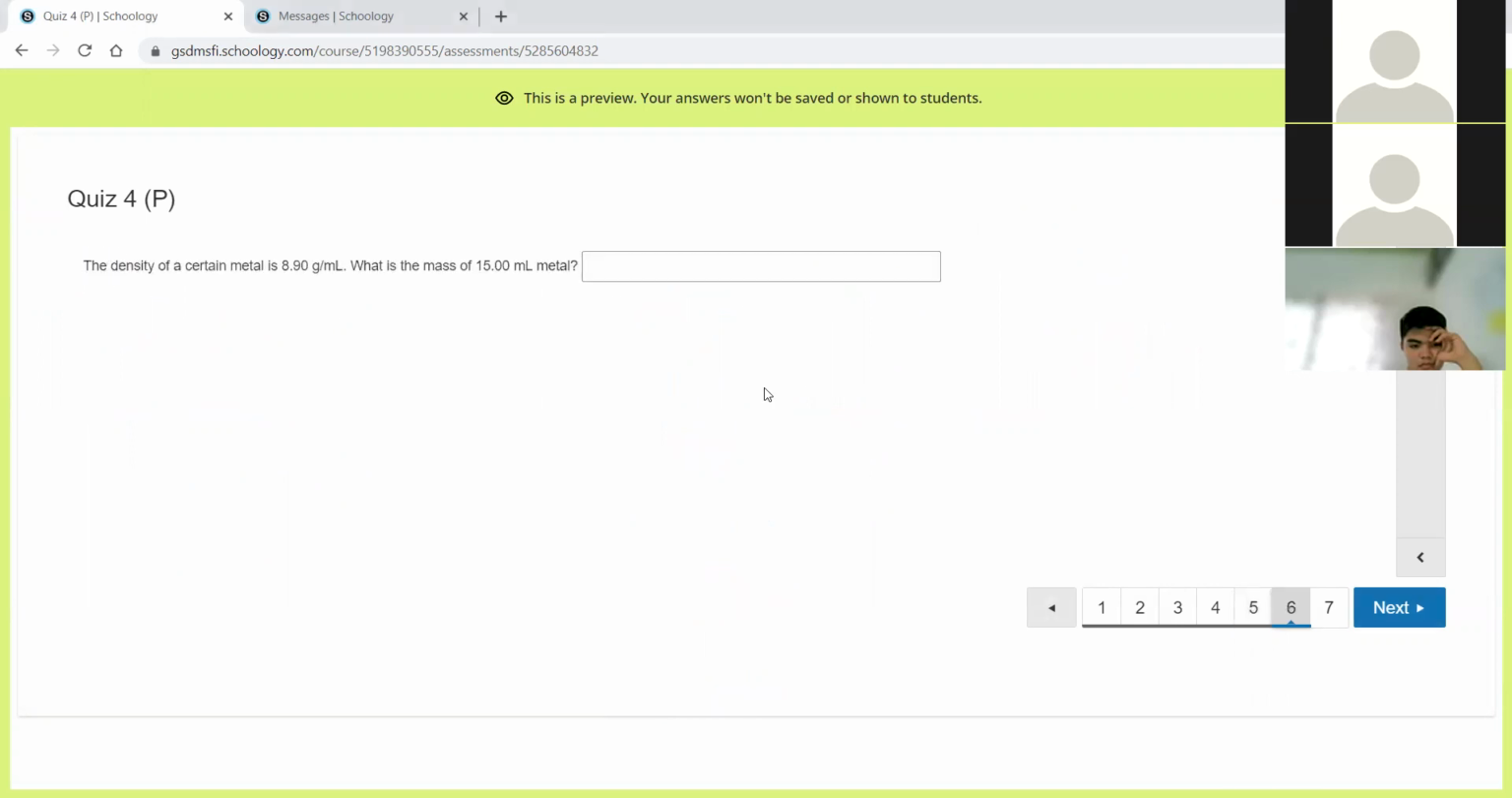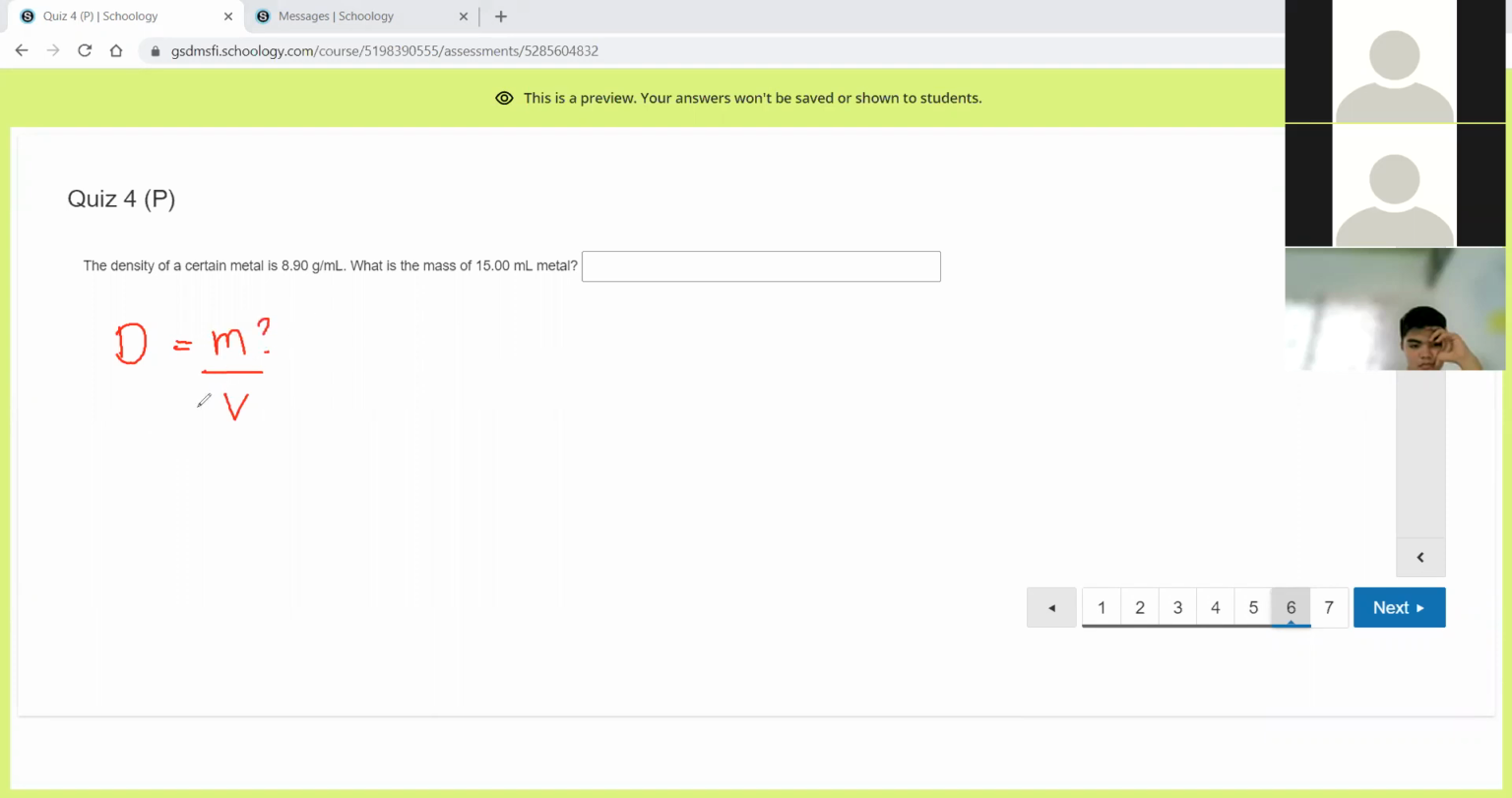So let's move on to the next problem. The density of a certain metal is 8.90 grams per ml. What is the mass of 15.0 ml? This one is density. Unsa gani ato ang formula sa density? Density is equal to mass over volume. Again, density is equal to mass over volume. Pero ang ginapangita sa problem kay ang mass.